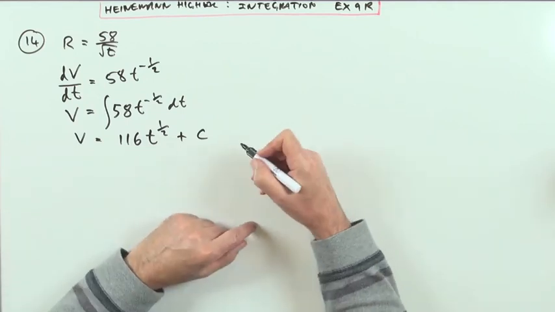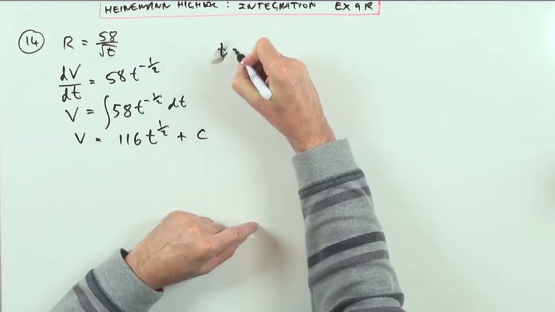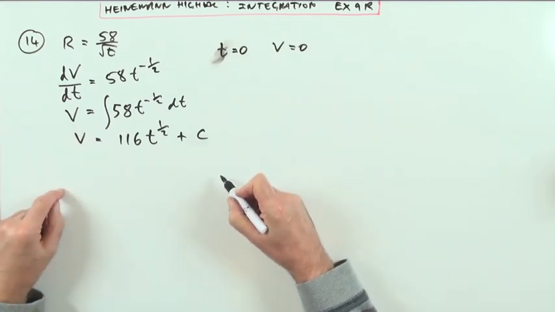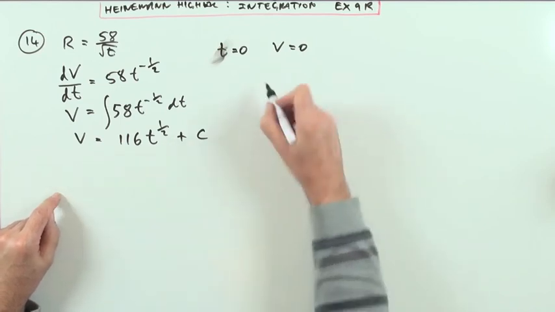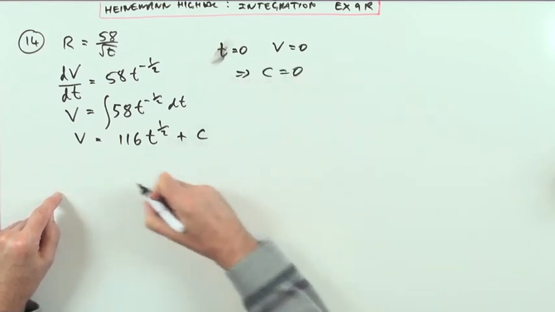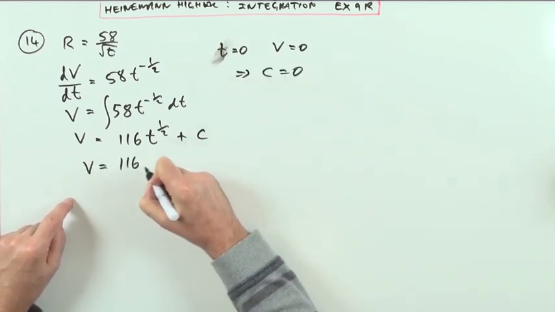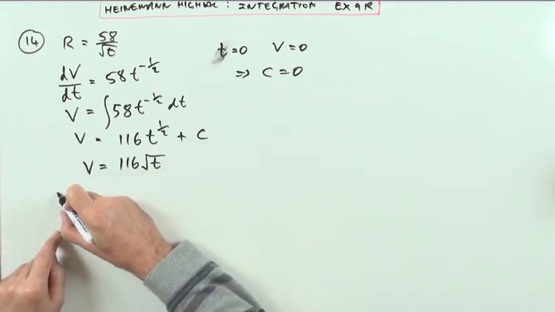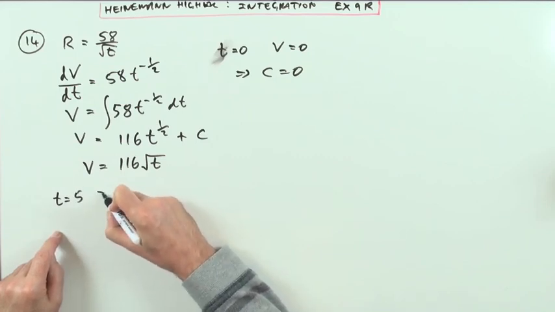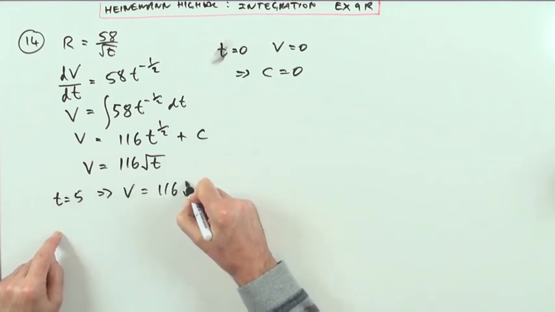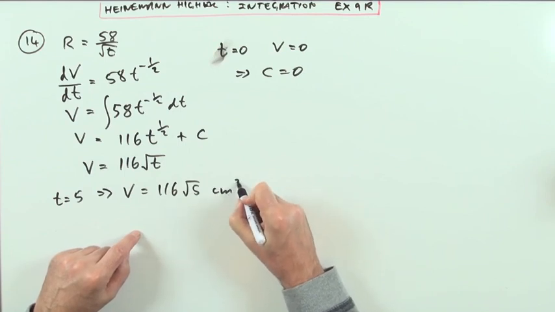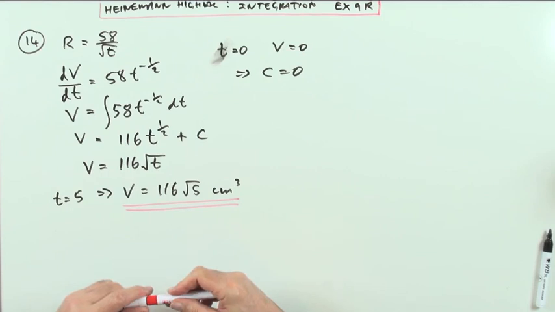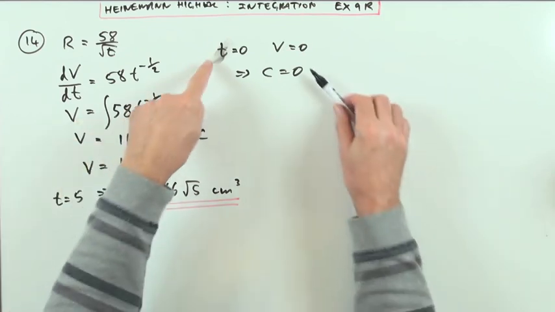And at t equals 0, the amount of oxygen used was also 0, which lets you say that c must also be 0. So you've got the formula V equals 116 root t plus 0. Then if t equals 5, that means that V is going to be 116 root 5 centimetres cubed as before. Just treating it as a differential equation with initial values.